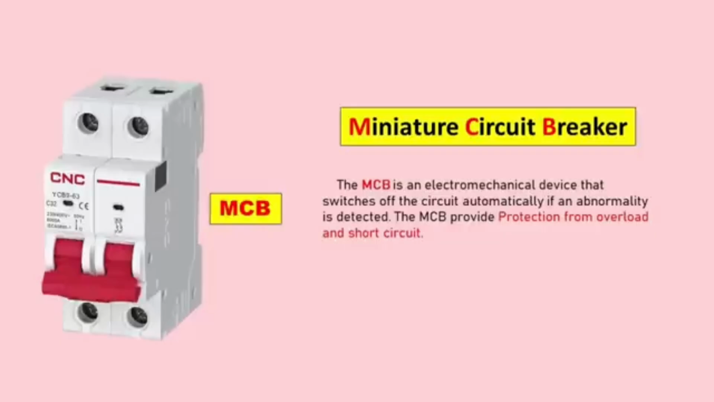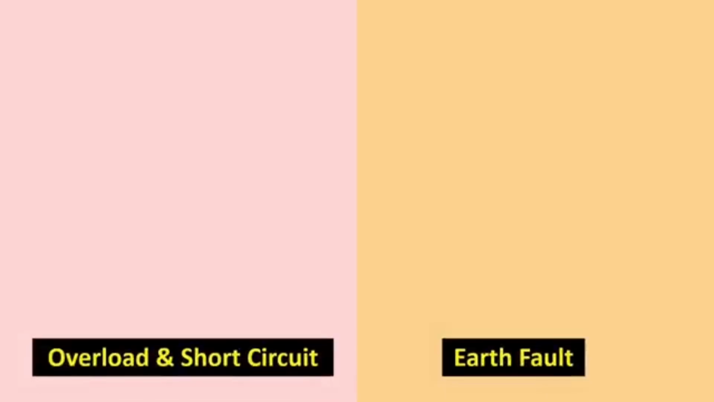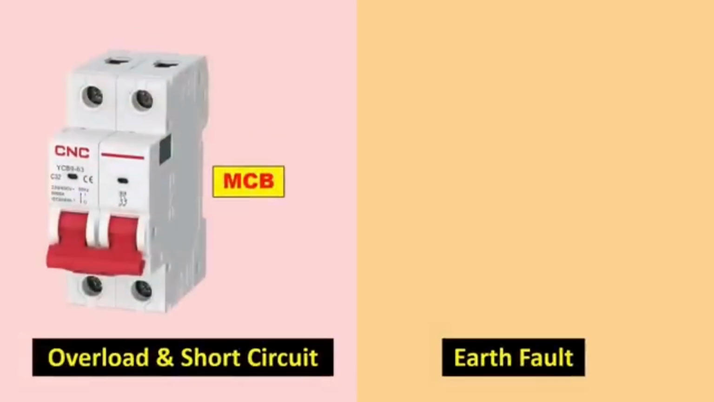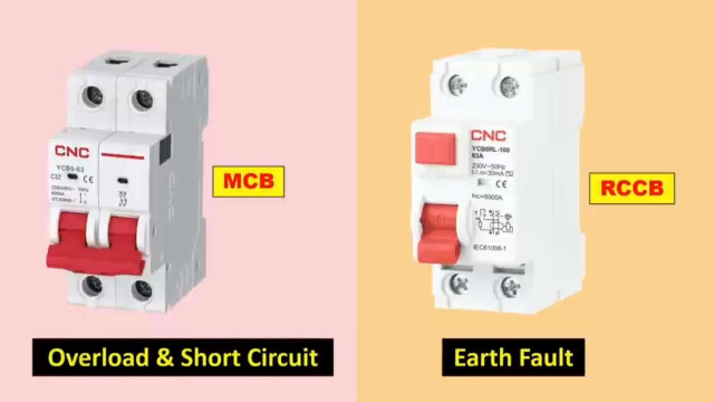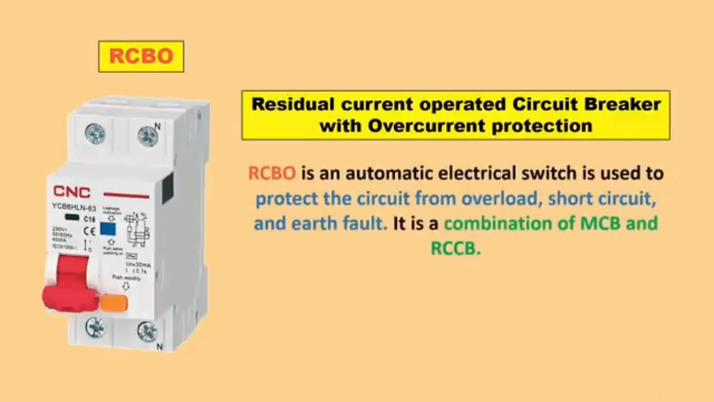Like I told you in the starting, the MCB provides us protection from overload and short circuit. After this I told you that the RCCB provides protection from earth fault. Now if we want protection from earth fault, overload and short circuit, then we have to use MCB and RCCB, both these devices. But if you don't want to use two different devices, and instead by using only one device you want all the three protections, then in this condition you have to buy a RCBO. So through RCBO you will get overload, short circuit and earth fault protection.